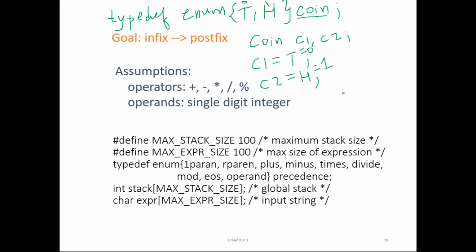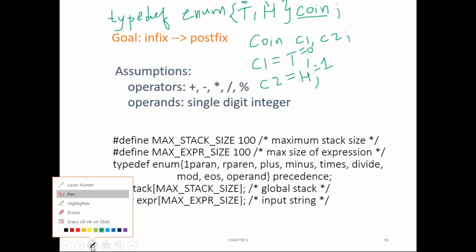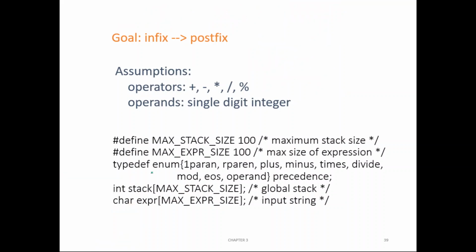Now you can assign day1 is equal to Saturday. When you assign day1 is equal to Saturday, what value will it take? 0, 1, 2, 3, 4, 5. It will take the value 5. So that is what an enumerated data type is. Here also we are going to use an enumerated data type.